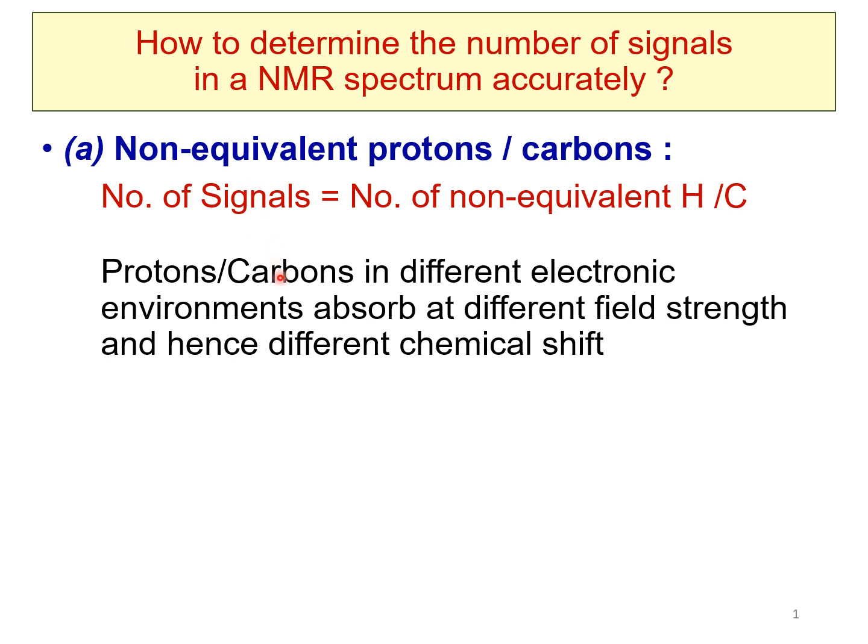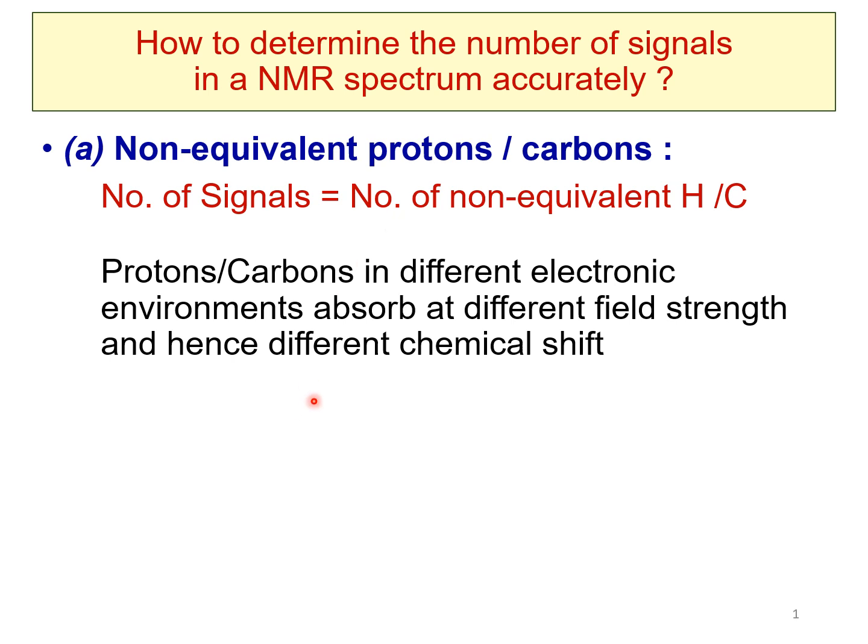Here, I will share some important tips for predicting the number of signals in H1 or 13C NMR spectra. First tip, count the number of non-equivalent hydrogen or carbon atoms. As you know, each non-equivalent hydrogen or carbon will give a separate signal in the NMR spectrum. Therefore, the number of signals is equal to the number of non-equivalent hydrogen or carbon atoms of a molecule.